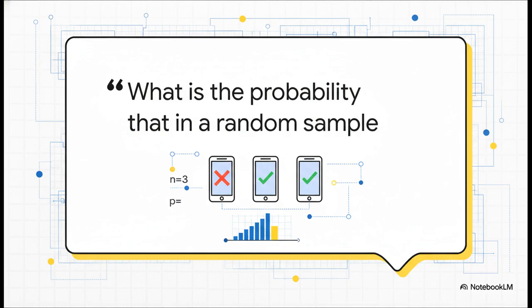This right here is a perfect example of the binomial distribution's power. It's a classic binomial problem. We have a fixed number of trials, 3 phones. Each one has 2 outcomes, defective or not. We assume the probability of a defect is constant, and the phones are independent. This is exactly the kind of question this tool helps us solve.